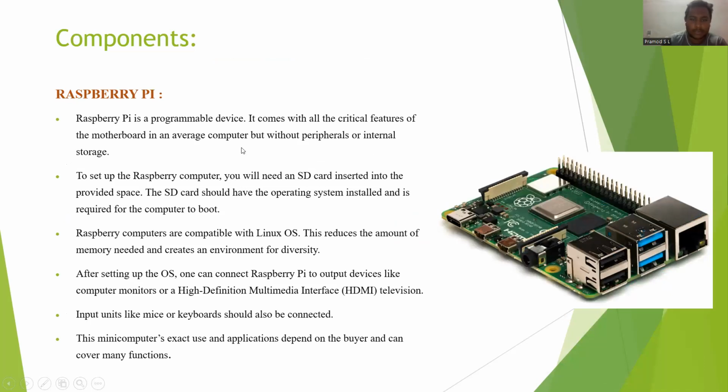Raspberry Pi comes with the critical features of the motherboard in an average computer, without peripherals or internal storage. It doesn't have much internal storage. It is used for running components. It mainly works based on the Python language only. To set up the Raspberry Pi computer, you will need an SD card inserted into the provided space. The SD card should have the operating system installed, and it is required for the computer to boot.